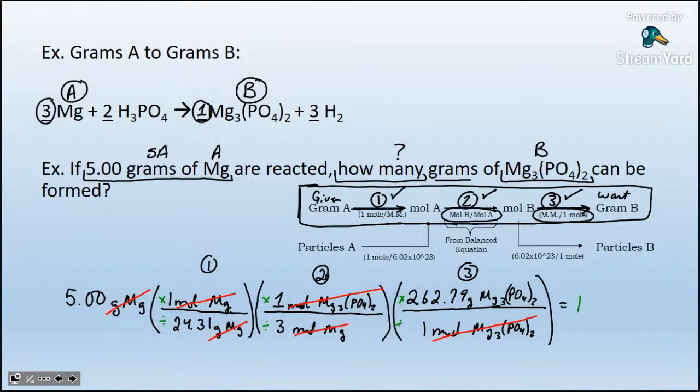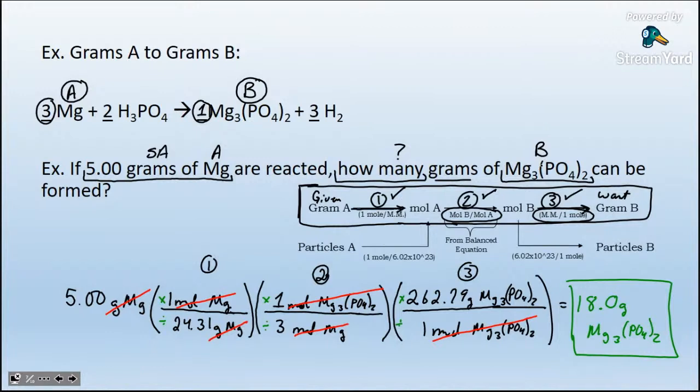And what I find is I would produce 18.0 grams of Mg3(PO4)2. That's my final answer to the correct number of significant digits. So here's where I want to point out why stoichiometry is so important. If I go into the lab with 5 grams of magnesium and I have what we call excess phosphoric acid, where I'm going to use up all of my magnesium, all 5 grams, I know that I should be able to produce 18 grams of that magnesium phosphate.